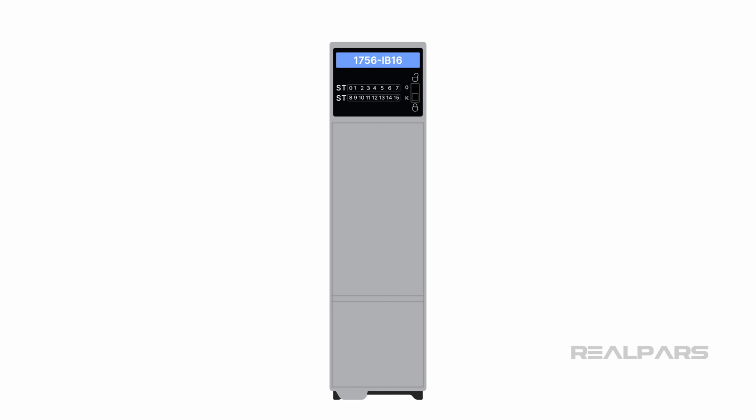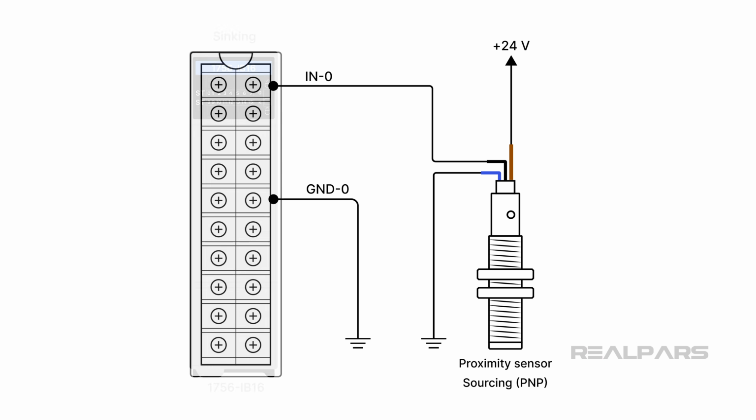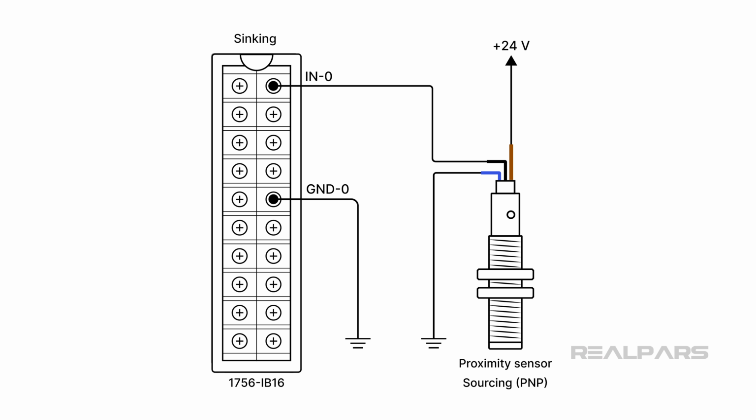Many PLC troubleshooters take advantage of the input module LED indicators. Having said that, it's essential to understand what the LED indicators are telling you and how they can be misleading. Let's start with a sourcing sensor connected to input 0 on a sinking input module. We'll use the Allen Bradley 1756-IB16 digital input module as an example.